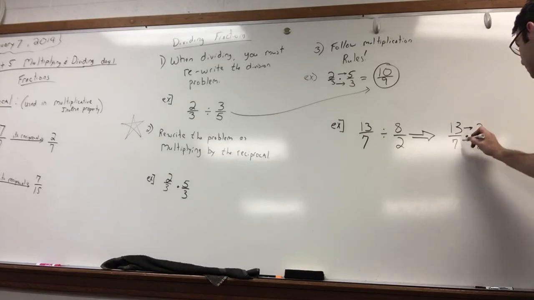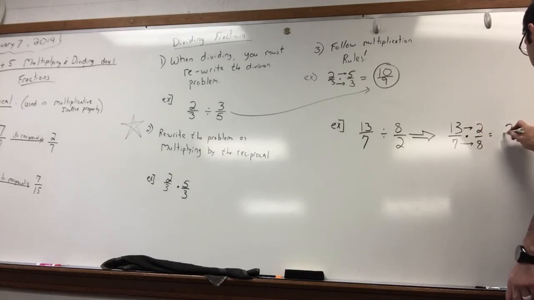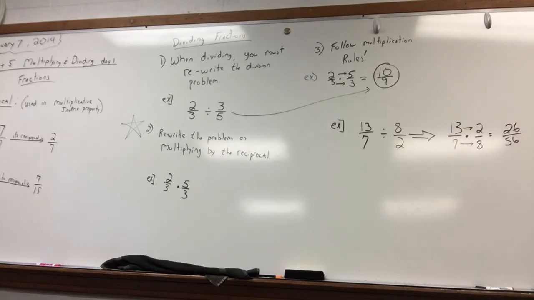So now we multiply numerators, we multiply denominators. Gives me 26/56. You guys have it.